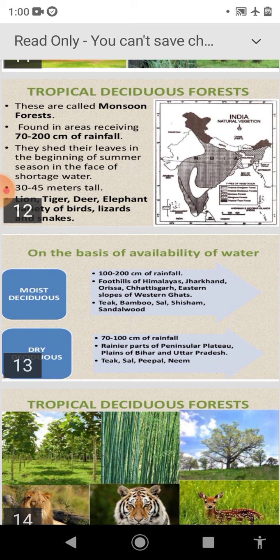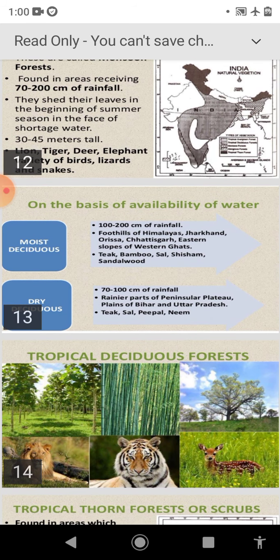After that, we will discuss about the dry deciduous. These forests are found in the areas having rainfall between 70 centimeter to 100 centimeter. They are found in the wetter parts of the peninsular plateau and the plains of Bihar and Uttar Pradesh. These are open stretches. Teak and sal are the important trees. Most of these forests have been cleared for cultivation and grazing.